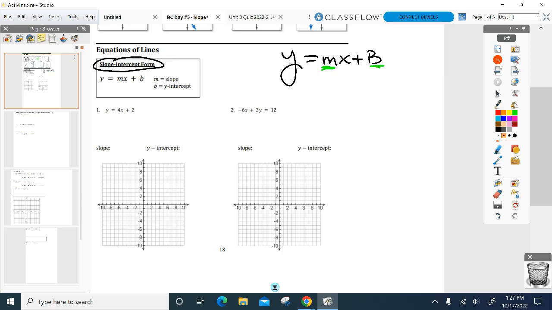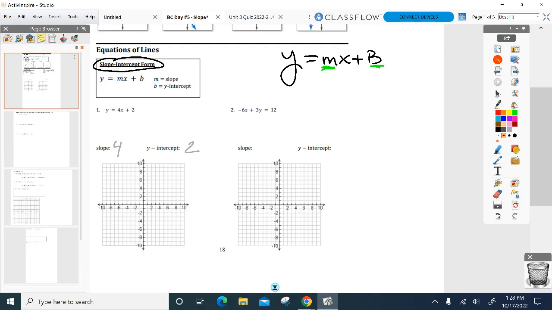So I went very easy on you on the first one here. y = 4x + 2. What's the slope? Slope of this line is where m is. What's in place of m? 4. So the slope of this line is 4. Slope is always a number, not a number and a variable. It's not 4x. It's 4. All right. Slope is 4. Y-intercept? 2.